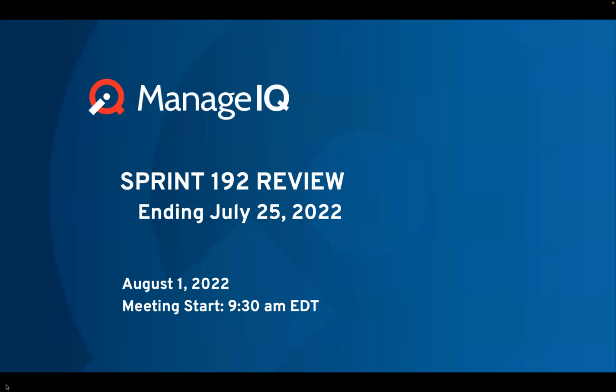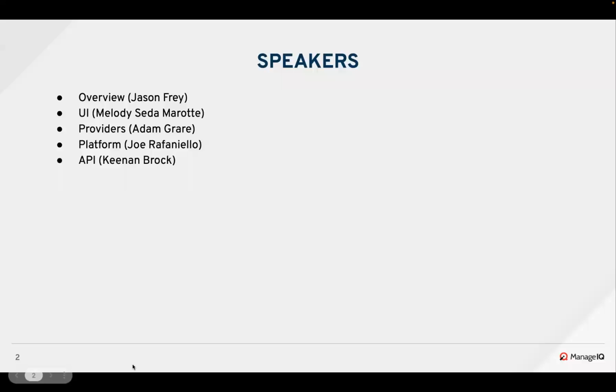This is a regular 2-week sprint, although we didn't do the review last Wednesday, so we're doing it today, August 1st. I'll start with the overview. Melody will be doing the UI today. Adam will follow up with the providers, then Joe on the platform, and I will be doing the API.